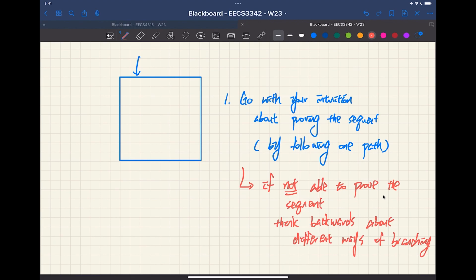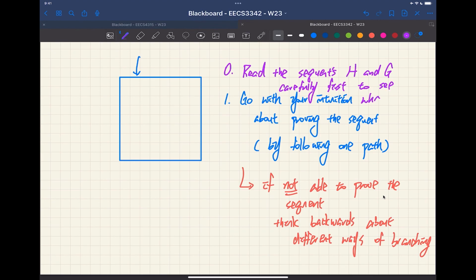But I would say even more important, step number 0. Read the sequence hypothesis and go carefully first to see what's really to be proved. Okay. I don't think the proof that you will be given in the actual exam will be too long. I would say the proof that we did in the lecture, that should be around the level of difficulty. Of course, I may not tell you how exactly it might be, right? Just get prepared. Okay.